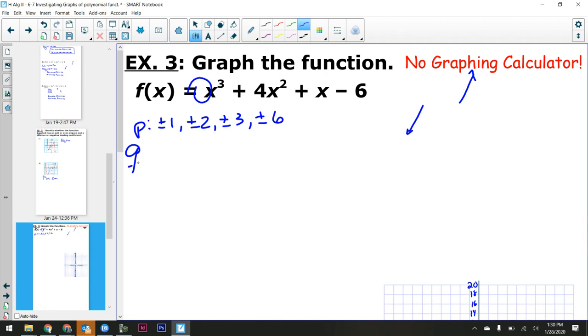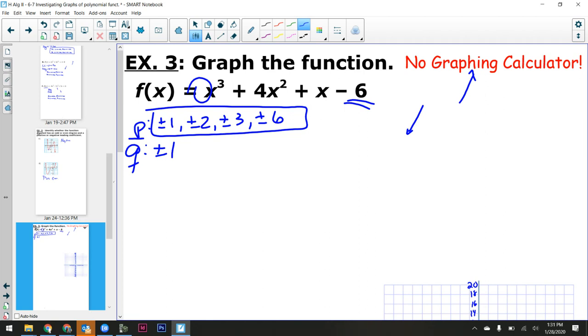My Q value is 1, and P is negative 6, right? That's where I got all those factors. They're the factors of 6. The Q value is 1, so plus or minus 1. I'll tell you this, on the individual test, the Q value is 1. On the group test, it's not. So my P over Q list is really just my P list. So I have 8 different options to choose from to find my zeros.